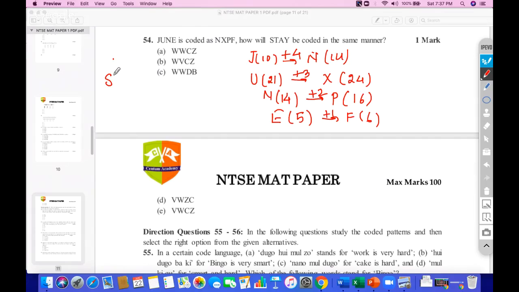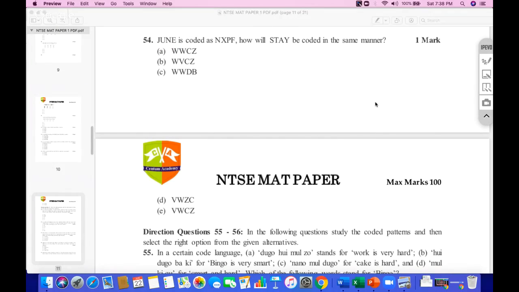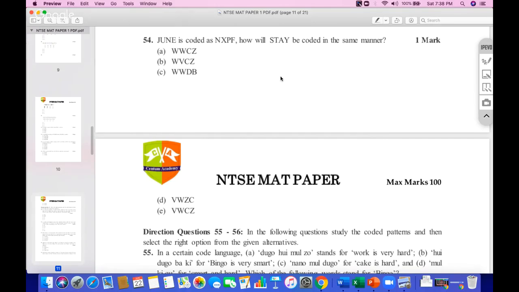So S is 19. So plus 4 would be 23. So 23 is W. T is 20. 20 plus 3 would again be 23. So W. So A is 1. 1 plus 2 is 3. 3 is C. So WWC. So WWC is only one option, which is A. So I don't need to solve for the other one. So let me go to question number 55.